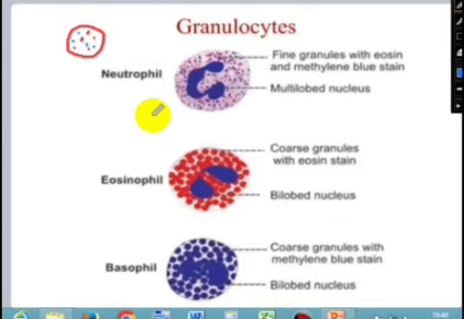the major things you would notice are two. First, the nucleus. You will notice that neutrophils have a multi-lobed nucleus. Alright? If you count the nucleus on the slide, you will see that this is one. Okay, let me use red.